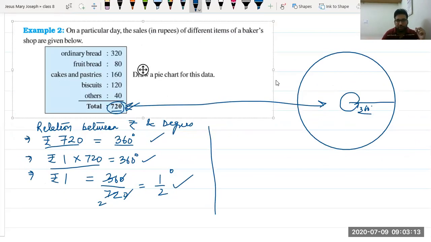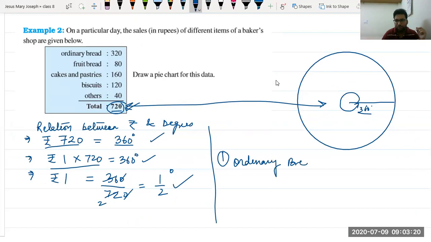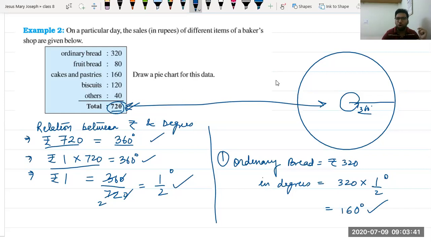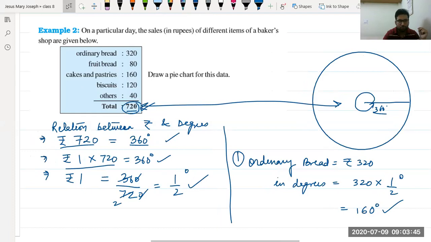Now, let's start. First value is ordinary bread. So, ordinary bread is how much rupees? It is rupees 320. In terms of degrees, it will be 320 into 1 upon 2 degree. So, it will be how much? 2 ones are 2, 2 6s are 12, 0. So, 160 degree will be for ordinary bread. I hope you got this.